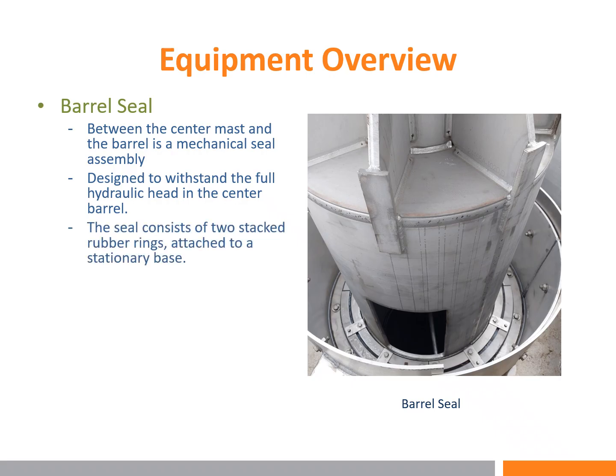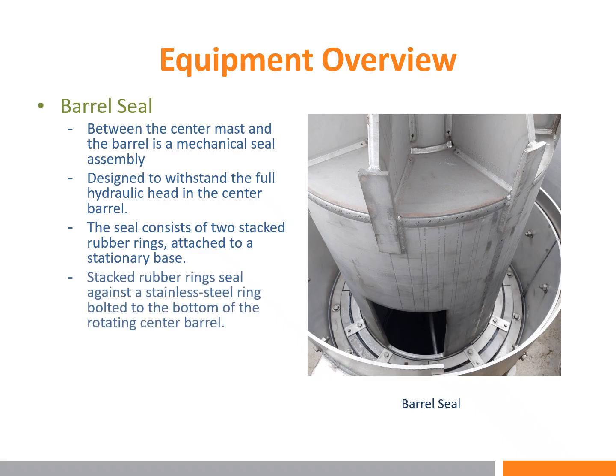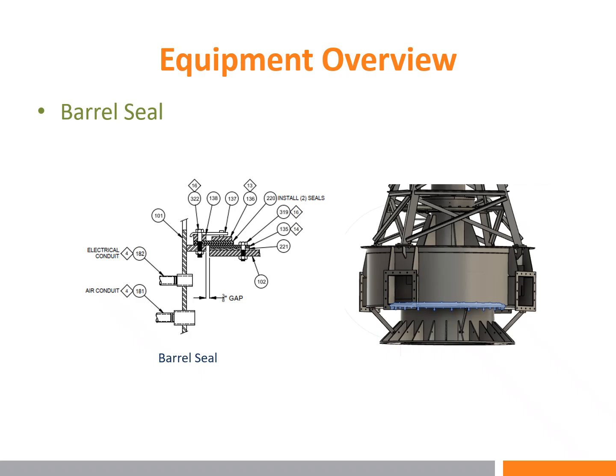The seal consists of 2 stacked rubber rings attached to a stationary base. Stacked rubber rings seal against the stainless steel ring bolted to the bottom of the rotating center barrel. To the left is a section view of the barrel seal and its components. This right here would be the center mast, which is stationary. This portion right here is the barrel, which rotates, and these are the components that make up the barrel seal.